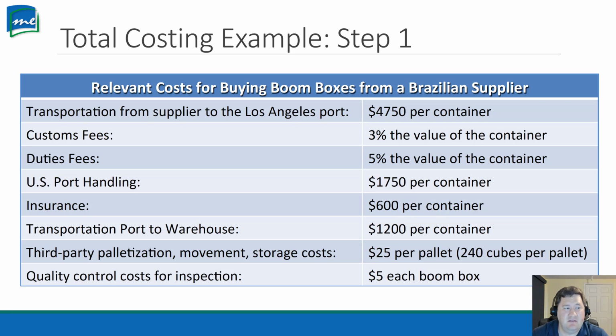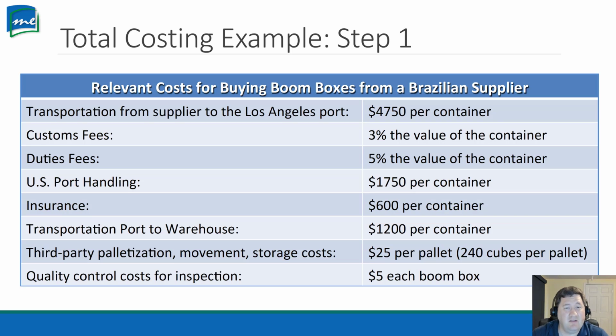We have our cost of transportation here. To get it from Brazil to the port of Los Angeles, it's $4,750 per container. Then there's customs fees. That's going to be 3% of the value of the container. You're going to have duties, also known as tariffs. That's going to be 5% of the value of the container.